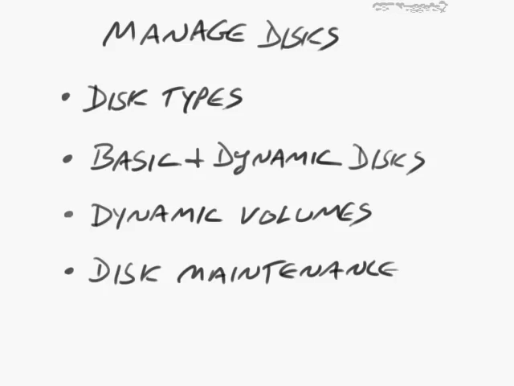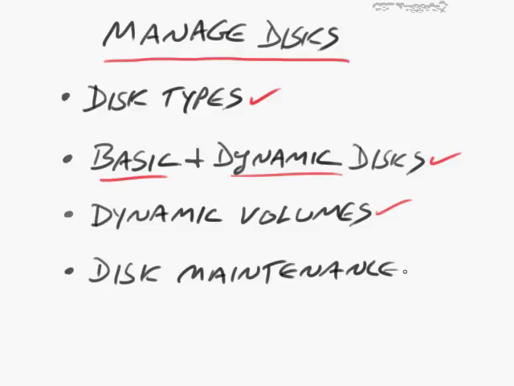Managing disks. In this nugget, we'll be taking a look here at managing disks. We'll take a look at two different disk types, primarily MBR as well as GPT disk types. GPT is usually used for larger disks. Also, we'll take a look at basic disks, which use MBR, and dynamic disks, which can allow you to use dynamic volumes. With dynamic volumes, you can use things such as spanned volumes, RAID 0, RAID 1.